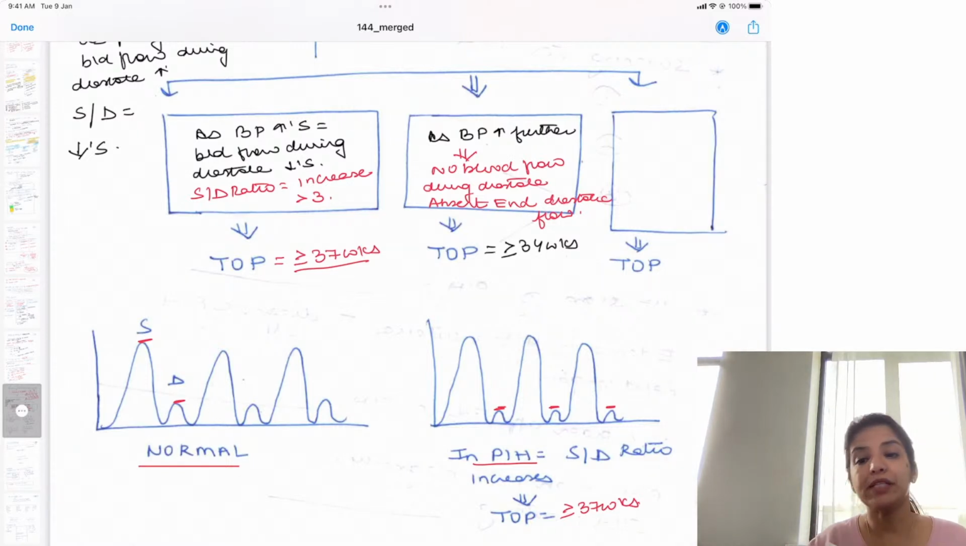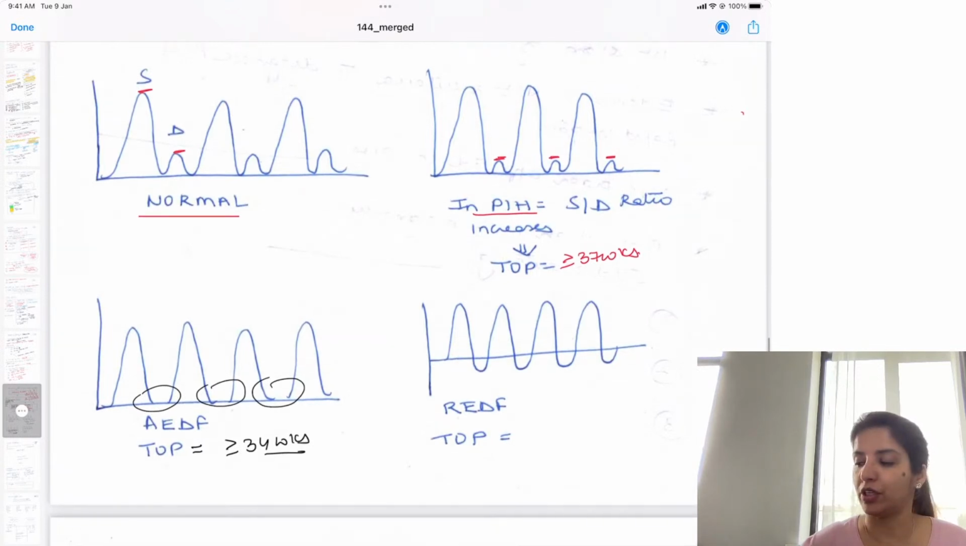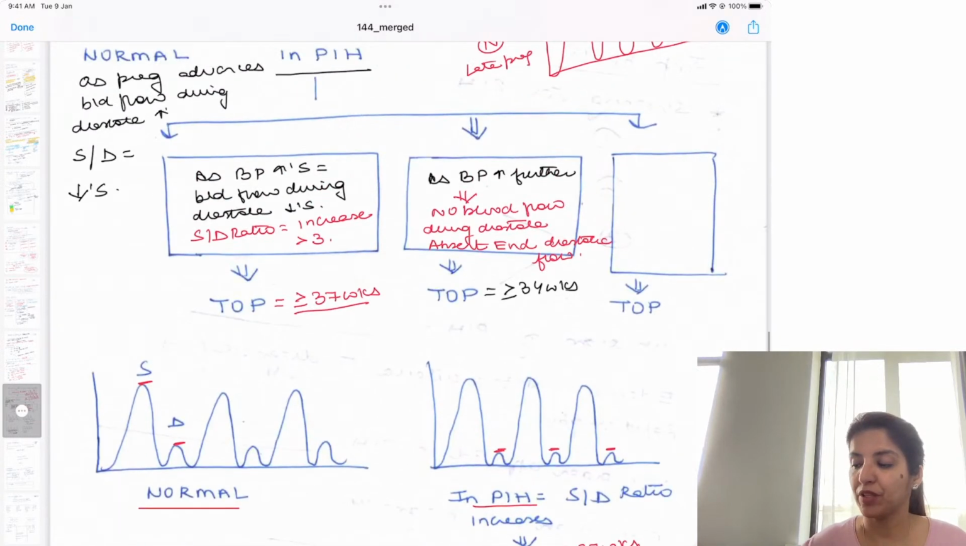Right? Now there is an even more serious condition. So look over here. In this Doppler, during diastole, there is no blood flow. Right? So this is absent end diastolic flow. And in absent end diastolic flow, termination of pregnancy has to be done at more than or equal to 34 weeks.